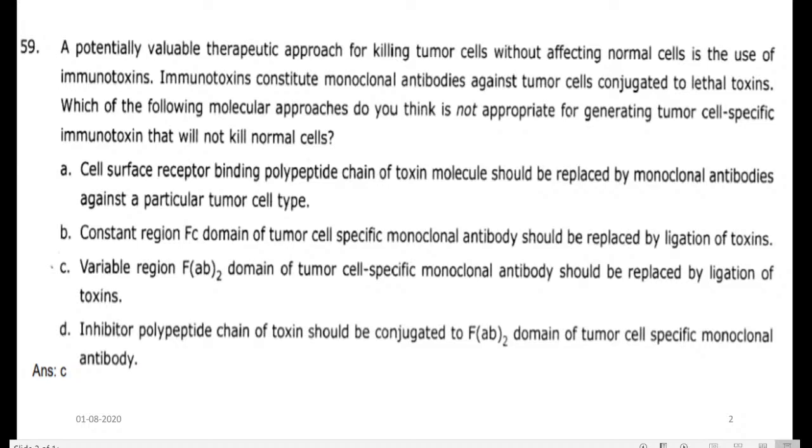Inhibitor polypeptide chains of toxins should be conjugated to FAB. Here they mention conjugation. Conjugation means binding, an additional attachment. That is acceptable, because in this case they won't change the character. So this is all about the monoclonal antibody. Whenever we are studying the production of monoclonal antibodies, we are not recommended to replace the FAB region.